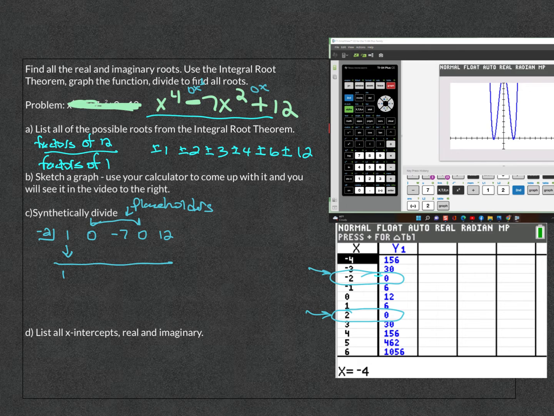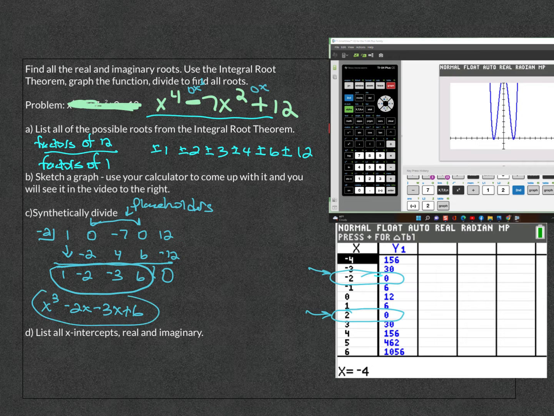So 1 times -2 is -2. We add that, we get -2. -2 times -2 is 4. We add those together, that's -3. -2 times -3 is 6. Add that together, we get 6. 6 times -2 is -12, and so we have no remainder. Again, I take these 3, which if I was done, this would be x to the third minus 2x squared minus 3x plus 6. But we're not done because we need to divide 2 out.